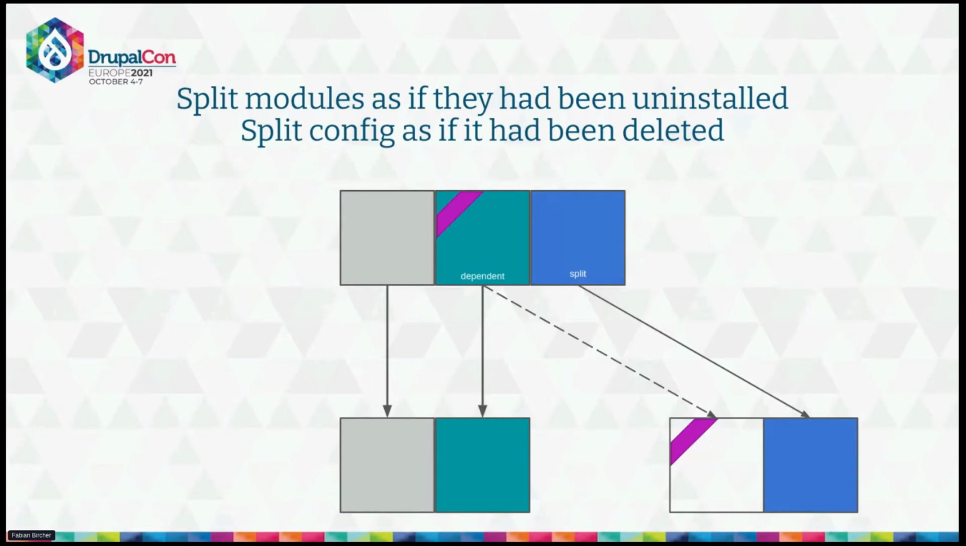The green block is a configuration that depends on the thing you split, and the pink bar at the top is what makes it depend on the thing you split, and the blue one is split completely. So on the config export, the blue one will be gone, and on the config export, the green one will have the purple stripe removed.